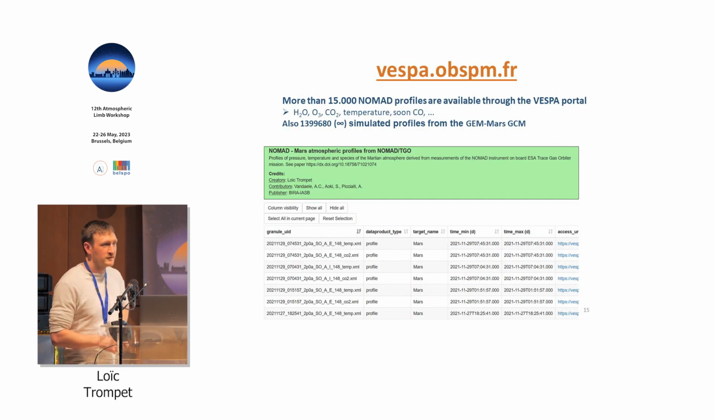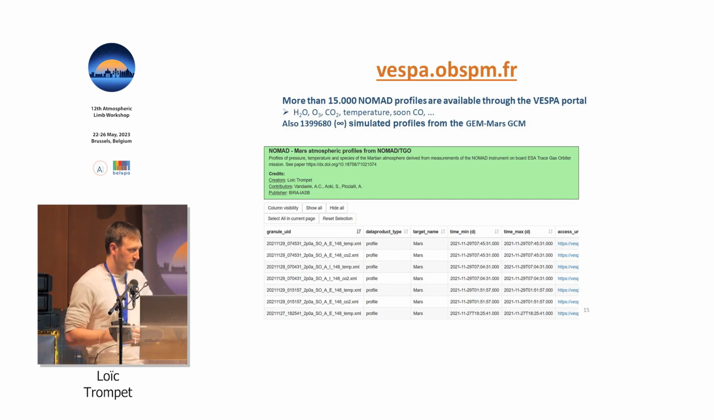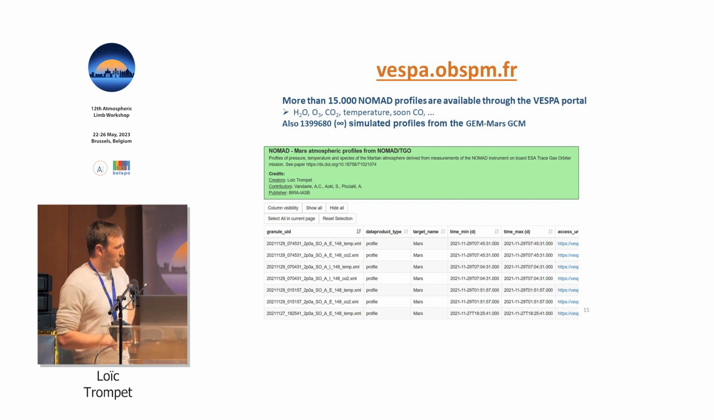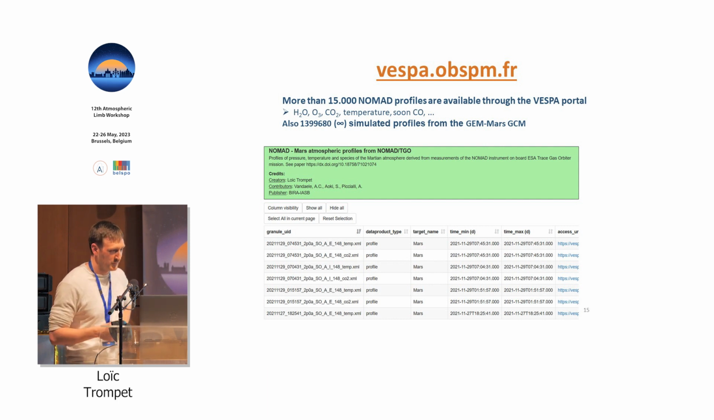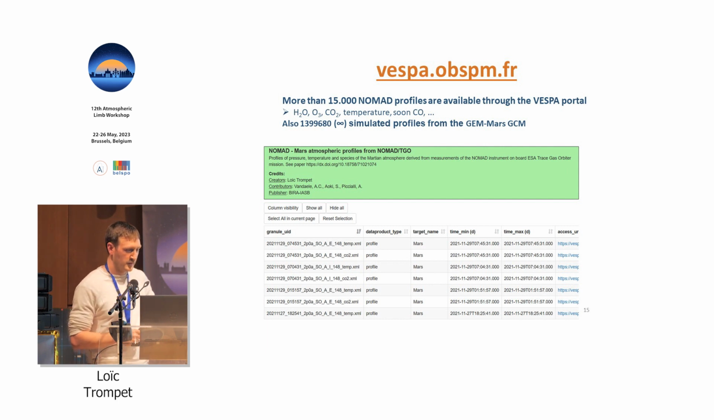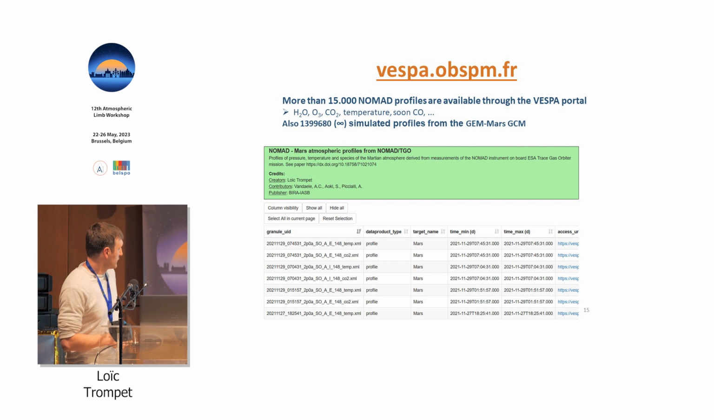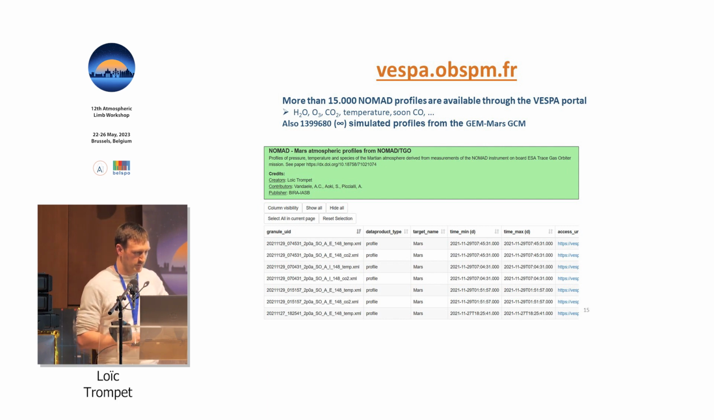A last point is that if you want to study other planets, I'm providing all the data. In fact, we in the NOMAD team are providing all the data that we are retrieving. So there are now 50,000 NOMAD profiles on this website, which gathers a lot of planetary atmosphere data. And there is now water, ozone, CO2, temperature, carbon monoxide. So please have a look if you are interested.